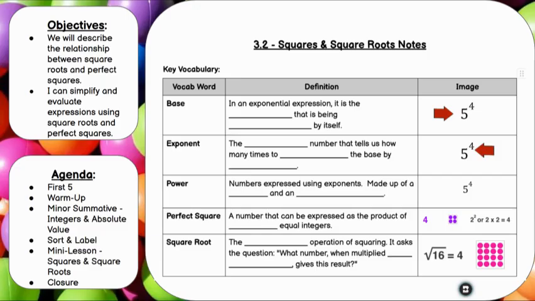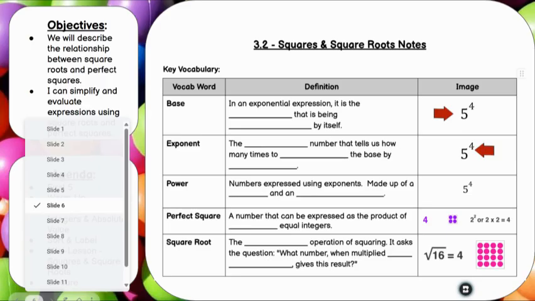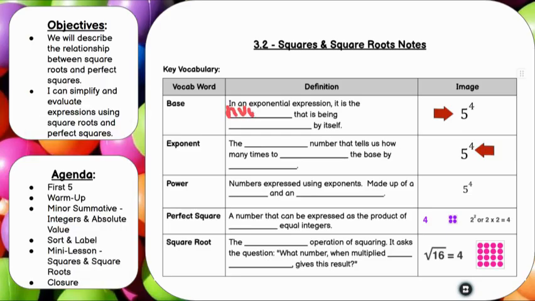So the first vocab word is base. In an exponential expression, it is the number that is being multiplied by itself. So in the example that you have, there's a 5 and a 4. That 5 is the base.